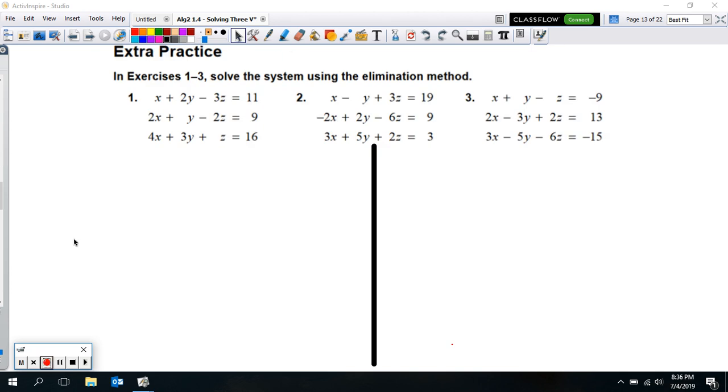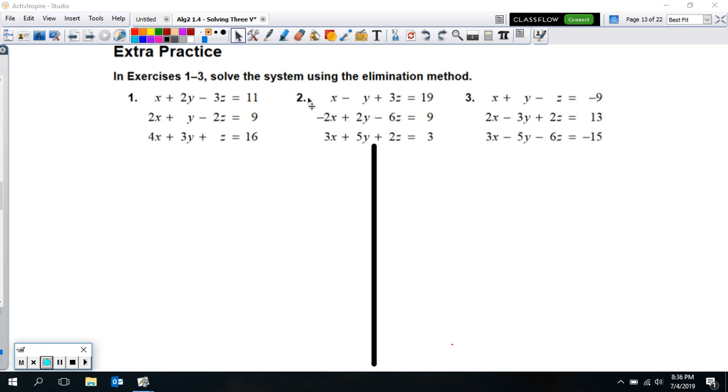Okay, so here we are, 1 through 3. Solve the system using the elimination method. First of all, we're going to skip number 2. Just for one, it's a lot of work here, and there's just not a lot of space on your notes to do all 3 of these there.